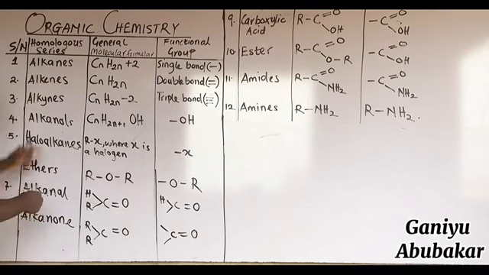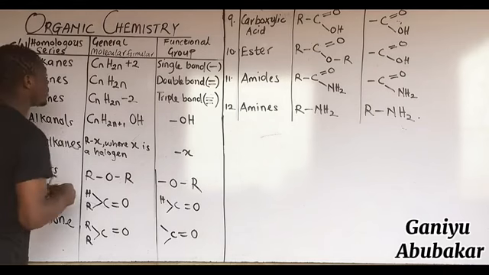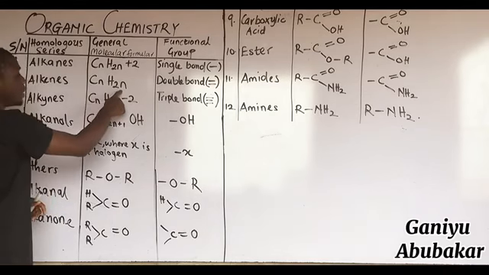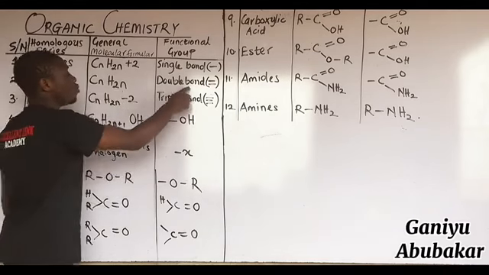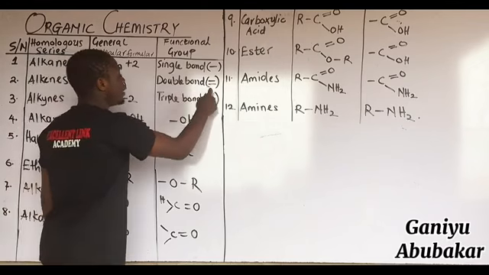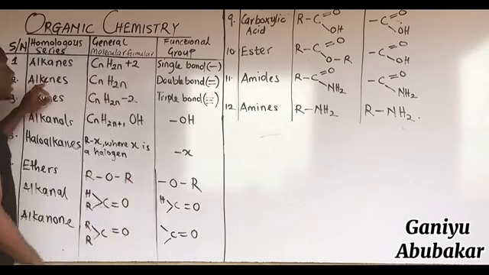Next, I'm seeing alkenes here. For alkenes, the general molecular formula is CnH2n, while the functional group is a double bond. So if I'm seeing a double bond, it is simply an alkene.